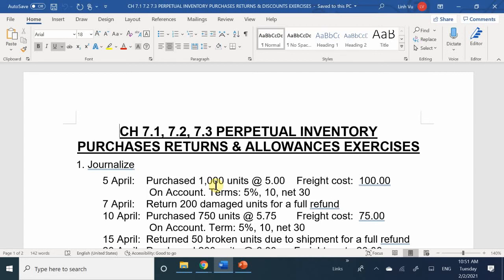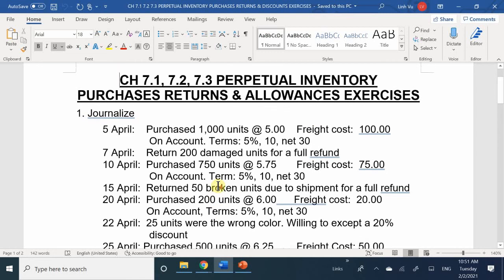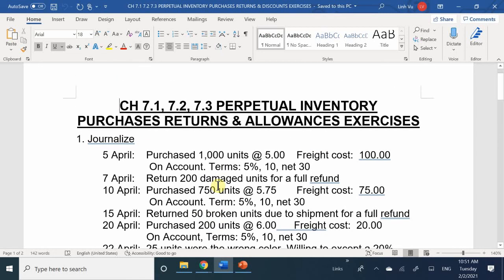So let's go ahead and take a look at our chapter 7.1 to 7.3 periodic purchases exercise. Okay. So here we have on April 5th, you purchased 1,000 units at $5 each. Freight cost you $100. And here you put it on an account. Terms were 5%, 10, net 30. So how am I going to journalize this?